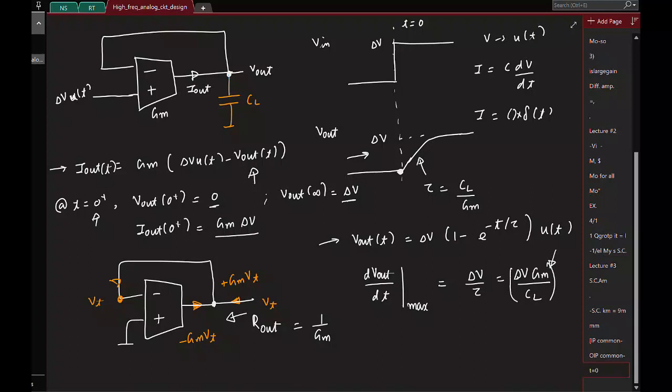My question is, can I directly find it without having to find V out of t? Because it looks like an awful lot of work, right? Let's say I want to find the slope at t equal to 0. Here I am finding V out of t, differentiating it and then putting t equal to 0. So just by the information you have here on the left side, can you tell me what the slope might be?